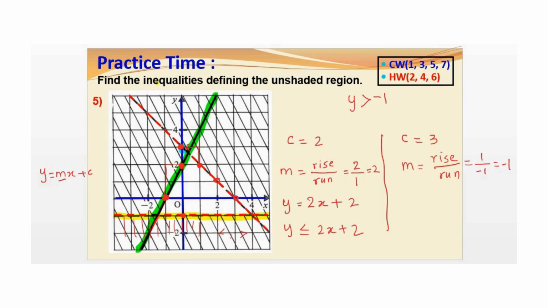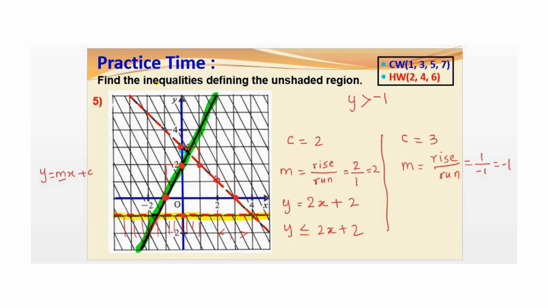Let's say if a student wants to go from here, so you can see 1, 2, 3 up, 1, 2, 3 left. So it will become 3 over -3. That will also give you -1. So it doesn't matter where you start from, but you have to go from one point to the next point on the line.